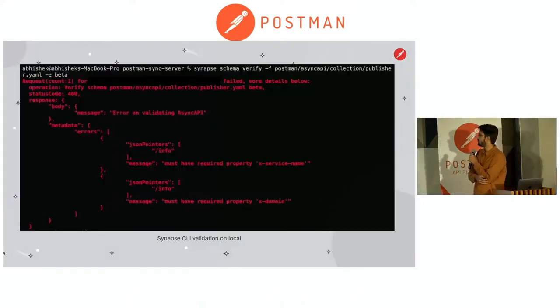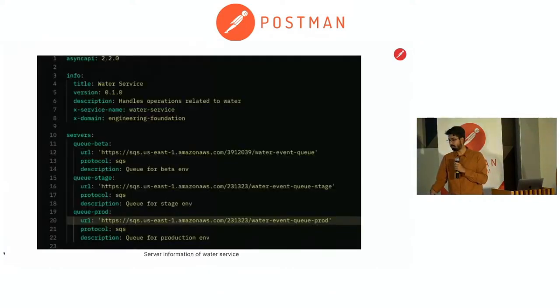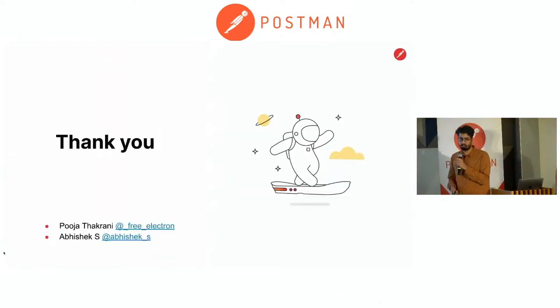This is an example output for Synapse CLI usage locally. It defines what went wrong with the schema. For example, in this case, x-service-name and x-domain were not created, so those are mentioned here. This is how the servers object looks for the consumer schema. We mention the queue information or the webhook information. So that is all. I'll hand over to Pooja.